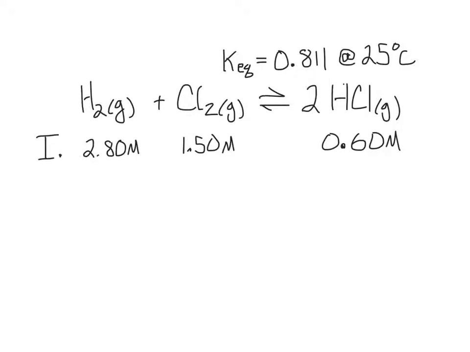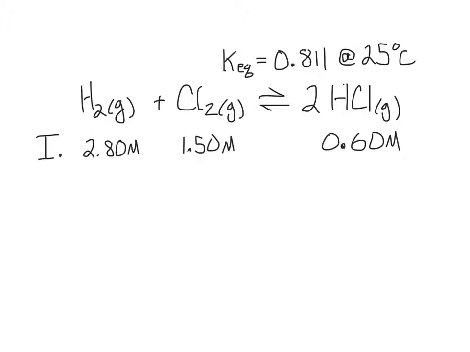In this video, we're going to calculate the concentration of all the reactants and products at equilibrium. We're given the equilibrium constant for this reaction, which is 0.811 at 25 degrees Celsius. We're also given the initial conditions for the concentration of hydrogen gas, chlorine gas, and HCl.